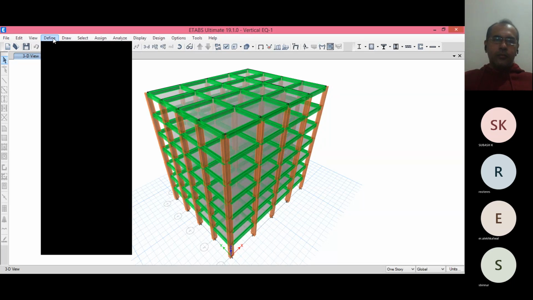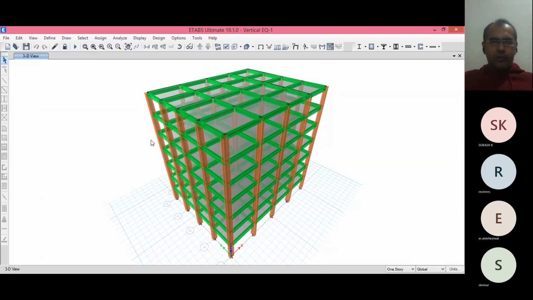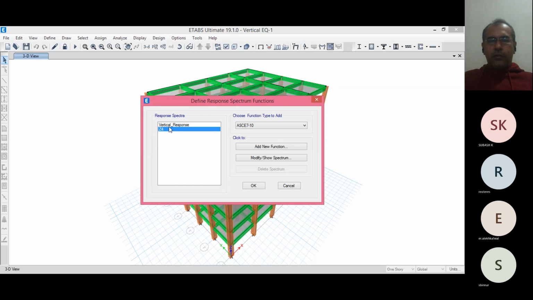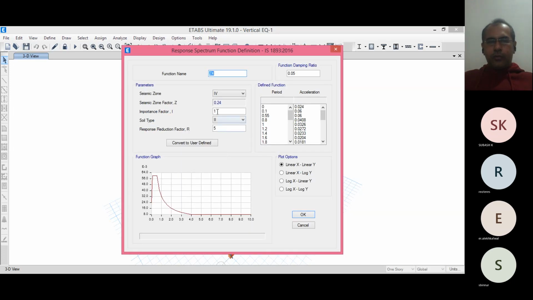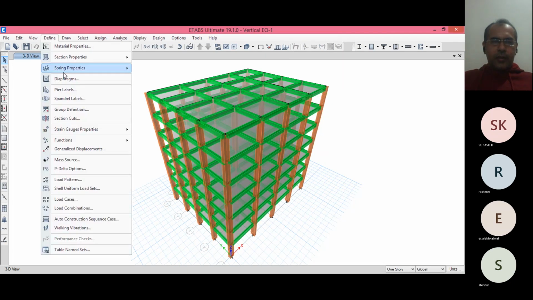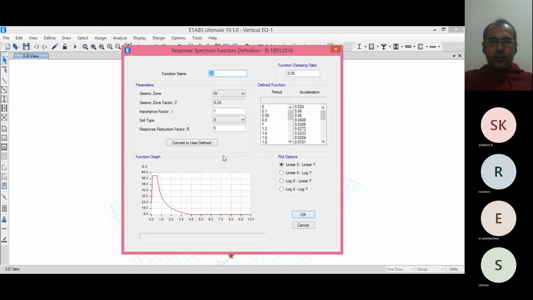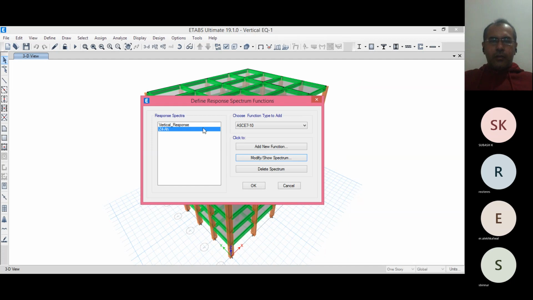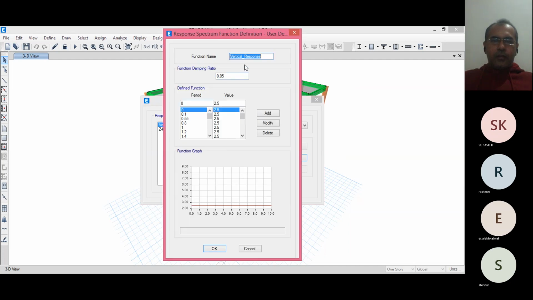So what we have to do, we have to first check what functions have been defined. So one function I have defined is zone 4, in which I is 1 and response reduction factor is 5. So this is the horizontal acceleration. So I will unlock this model. Then I will define it as a horizontal acceleration. So this is AH. And this is the vertical response, and this is called AV.